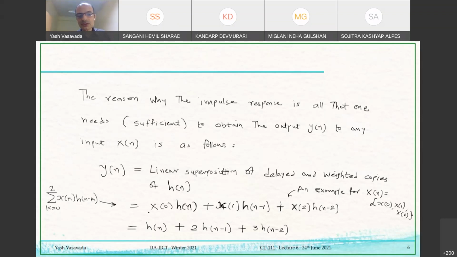So the coefficients of x are known because that is the input. H of n is the impulse response. And so what this equation says is that if you know the impulse response, then you can calculate the output of the system no matter what the input is, provided that you know the impulse response.